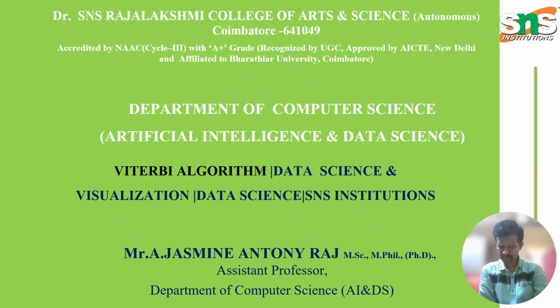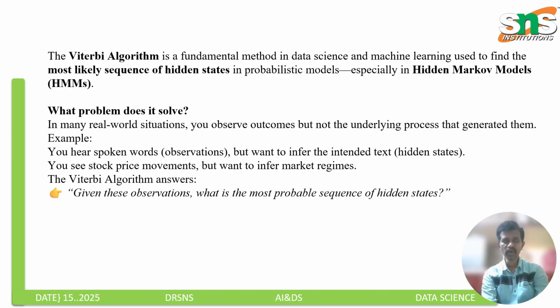Today we are going to see about the topic Viterbi Algorithm from the subject Data Science Visualization. So here, if you want to know what is meant by a Viterbi algorithm: usually an algorithm is a step-by-step instruction that we need to follow while we are going for a program. The Viterbi algorithm is a fundamental method in data science and machine learning, which is used to find the most likely sequence of hidden states in probabilistic models, especially in a hidden Markov model. In short form, we can tell it as HMM.